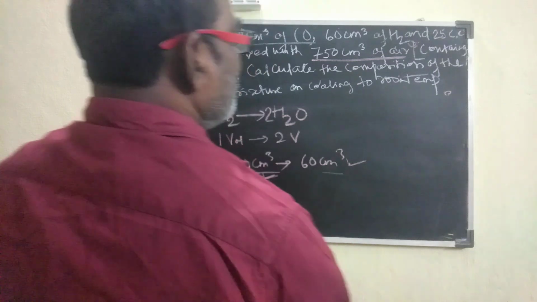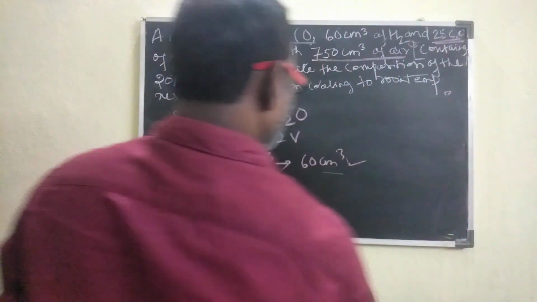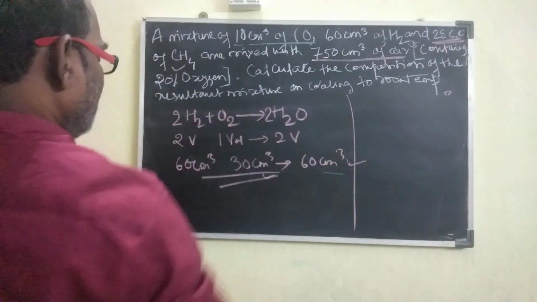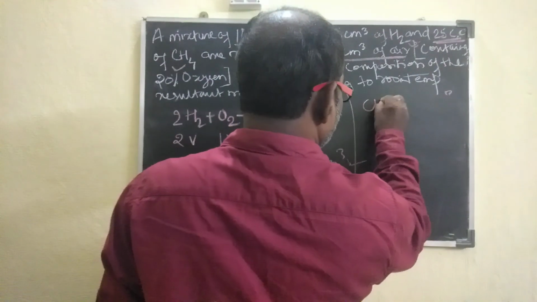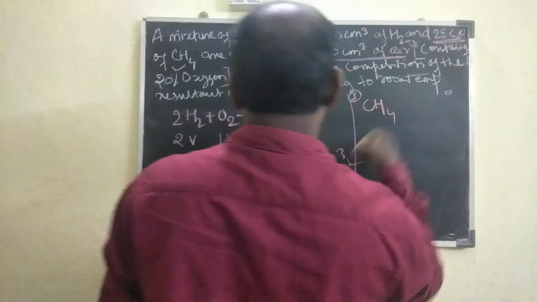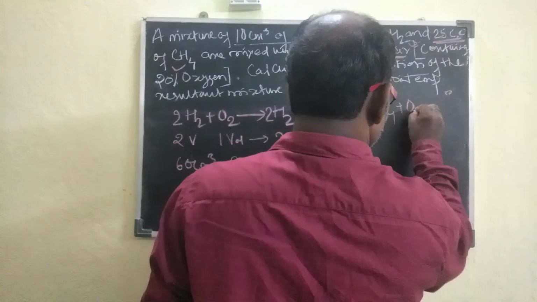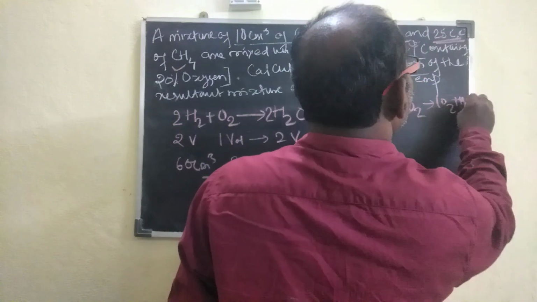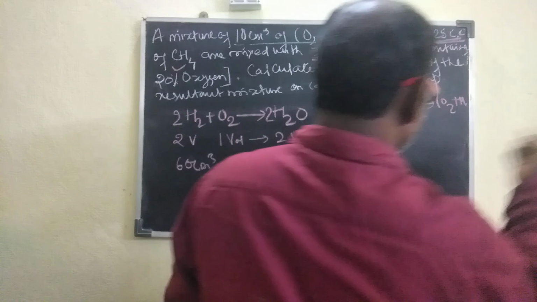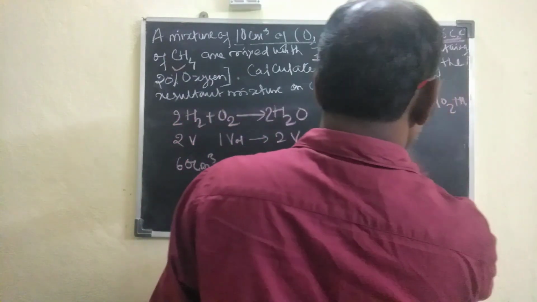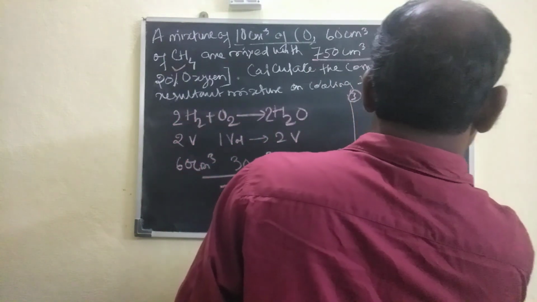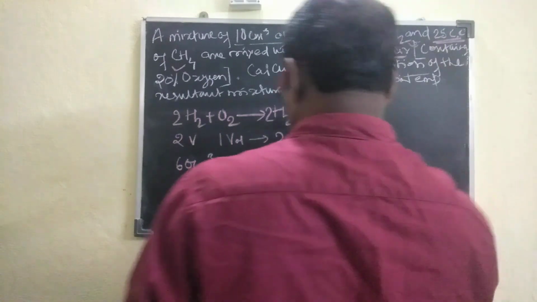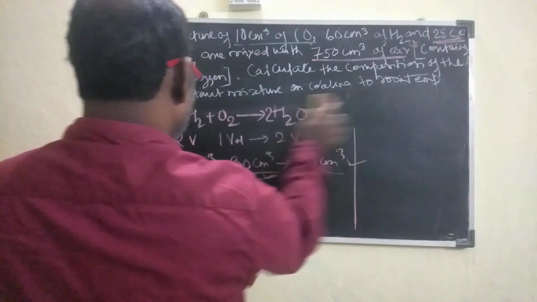Next is given 25 cc. This is your third equation. 25 cc of CH4, that is methane. Let us write here equation 3, methane. When it is ignited, we get carbon dioxide plus water. Let us make a stable equation, that is, balance it. So let me write it here.